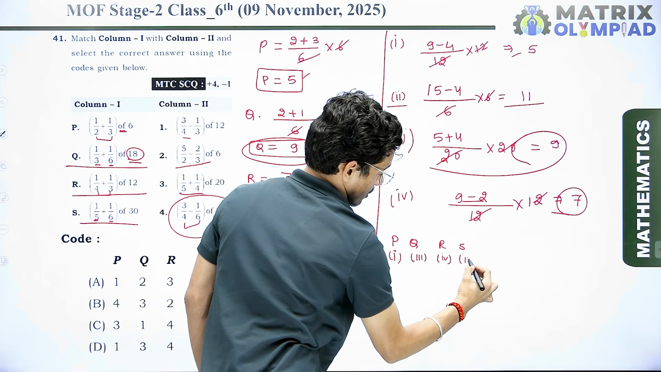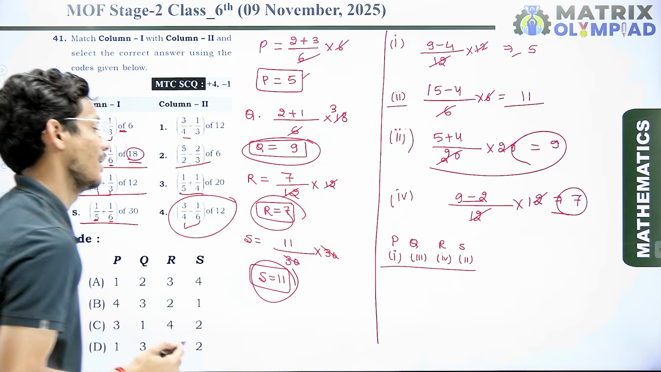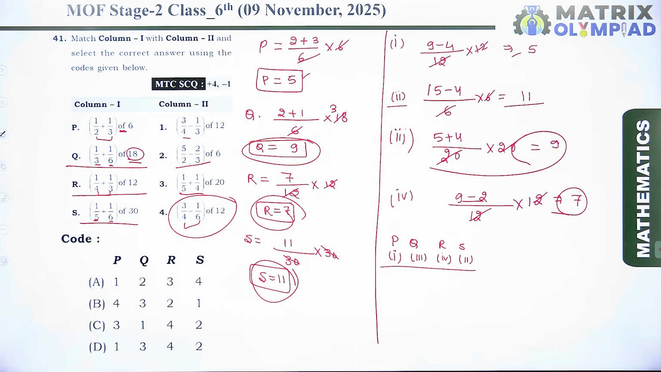So here we have second. So the correct option is 1 3 4 2. So 1 3 4 2. It means option number D is the correct answer over here.